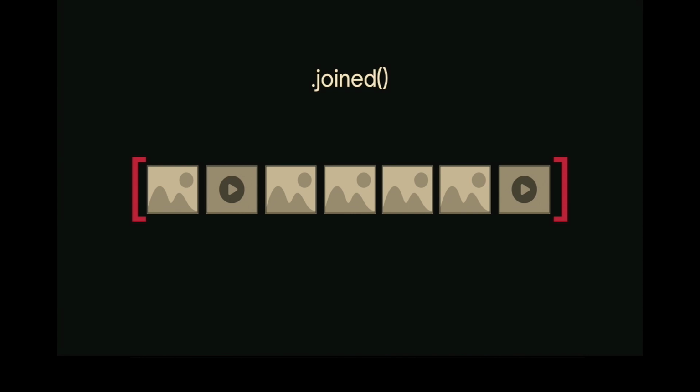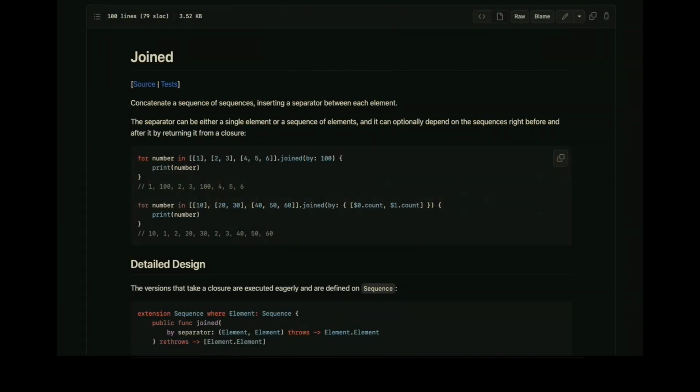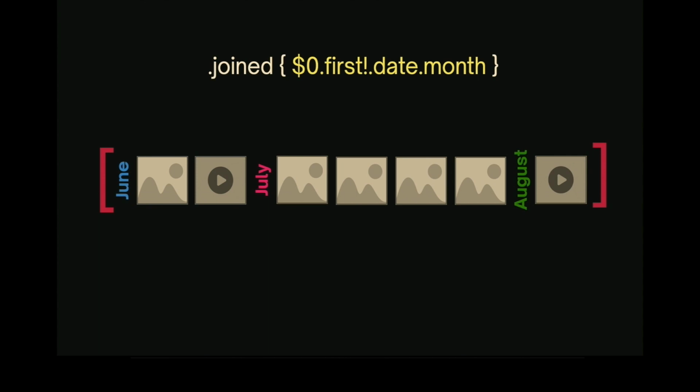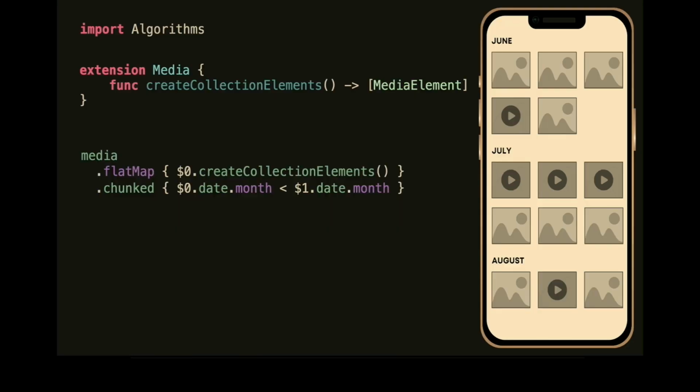Luckily, Swift algorithms to the rescue. There is another algorithm here called join, but it's another version of join. It gives me an option to give it a separator, and I can use a predicate. So I'm just going to use the predicate. I'm going to take the first element of a chunk, get its month, and just put it back. And that's how I'm going to separate my collection and just join it again into a single collection. So let's add it into our code.